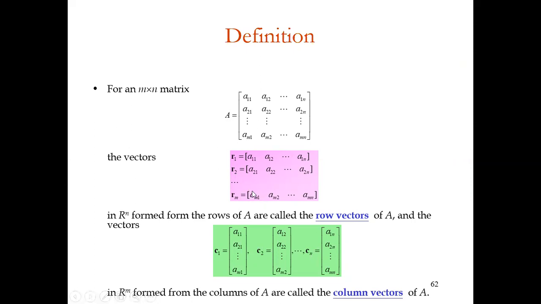And if you see from the point of view of columns, you have here A11, A21 until Am1. This comes from column 1, then column 2 until column n. So we have these things called the column vectors of A.